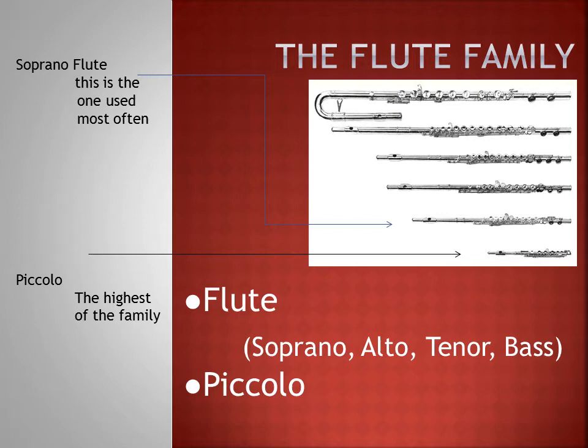Flutes have a very high register and can have a very piercing, shrill sound. Piccolos especially. They have the highest register of the orchestra and sometimes create very shrill sounds that stick out above the rest of the group.